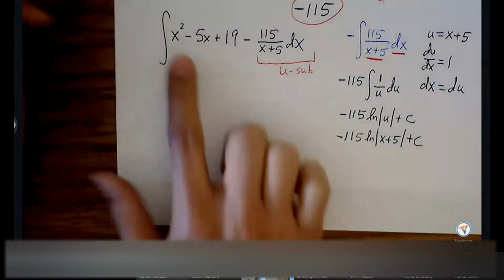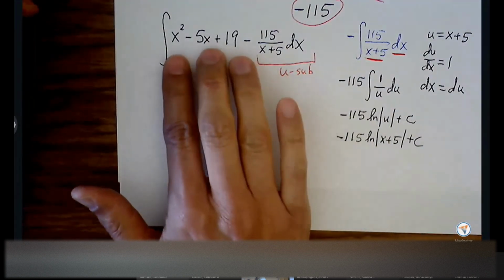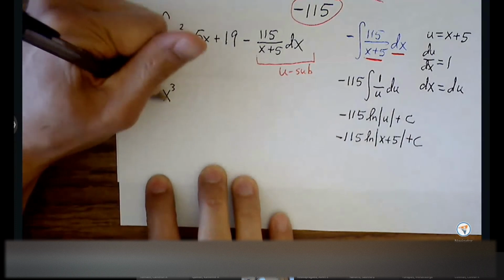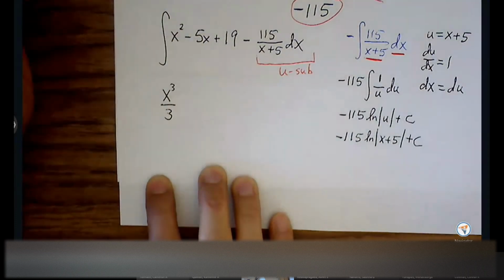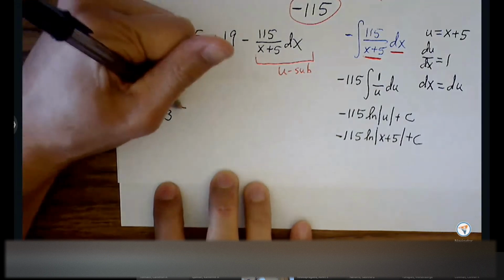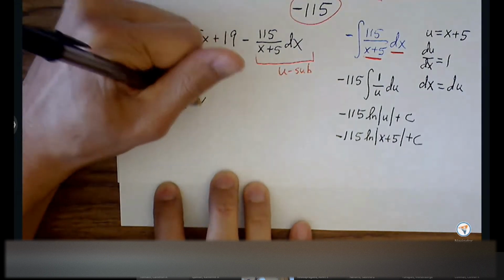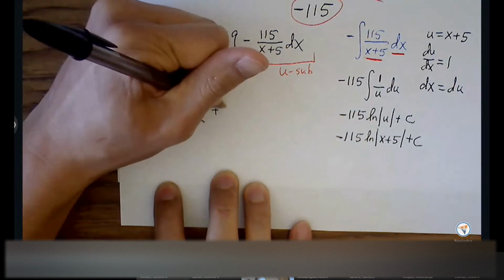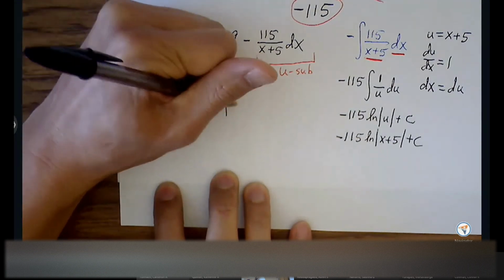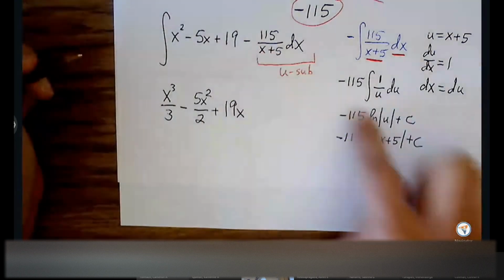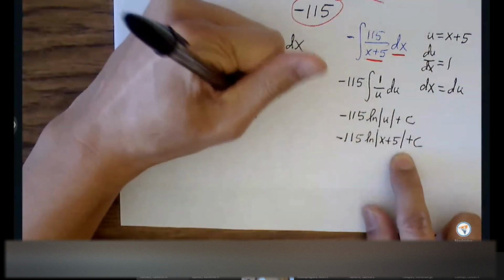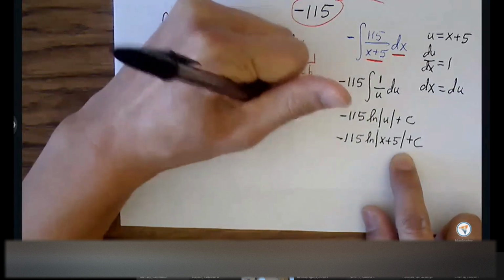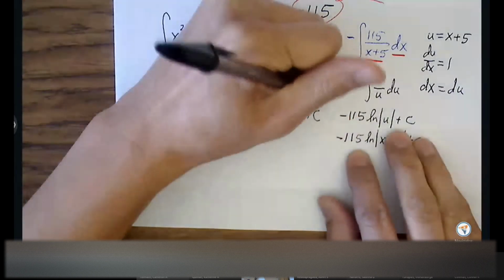Now, let's finish the rest of the problem here. Let's do power rule, like what you guys said, for the first 3 terms. X squared becomes? X cubed over 3. Minus 5x becomes? Negative 5x squared over 2. Good. 19 becomes? 19x. Good. Right. Don't make it go to 0. That's derivative, right? We're going the other direction here, antiderivative. We found this, which is minus 115 natural log of x plus 5 plus c.